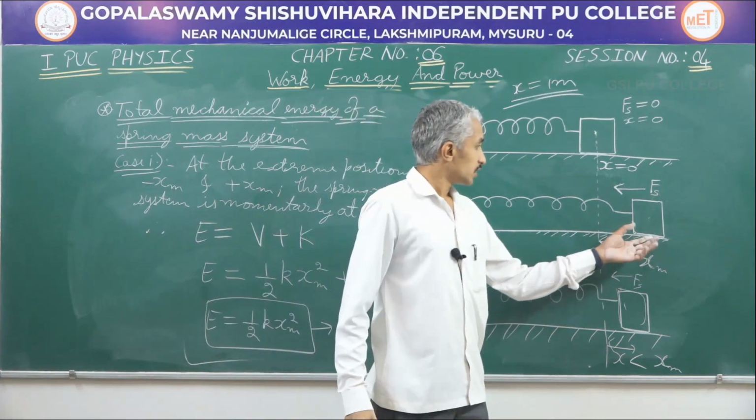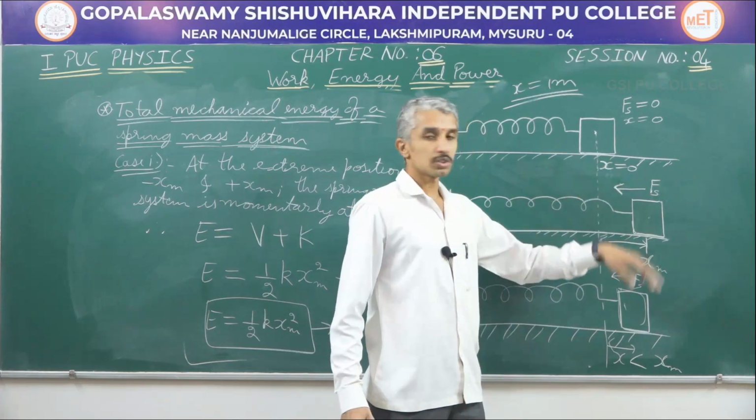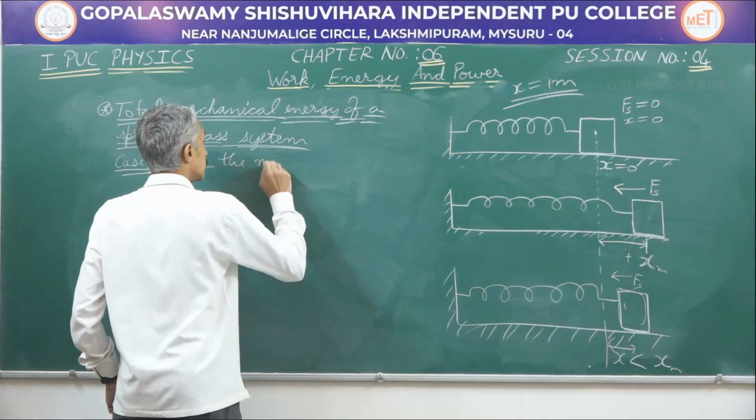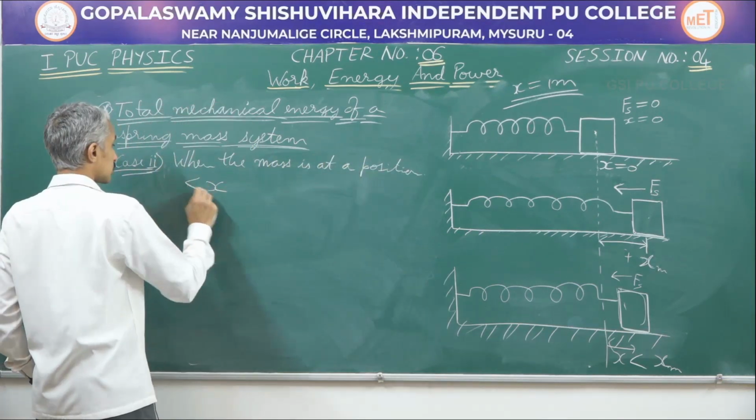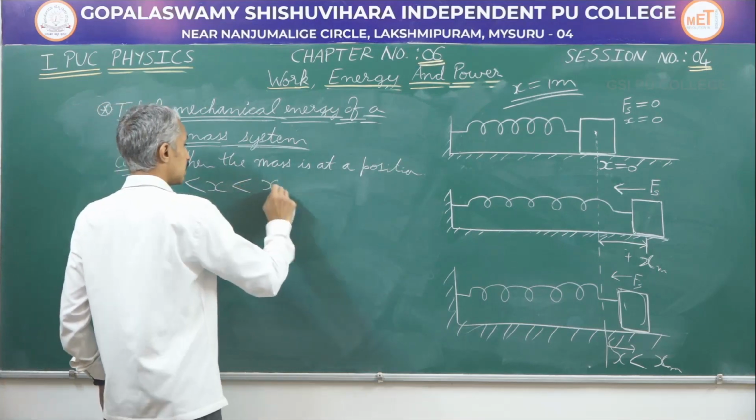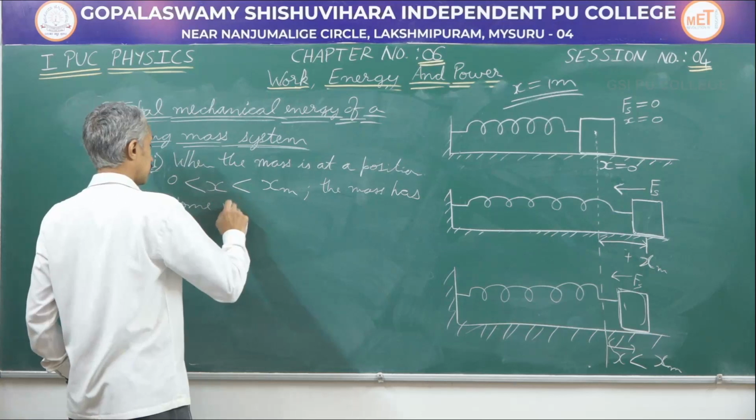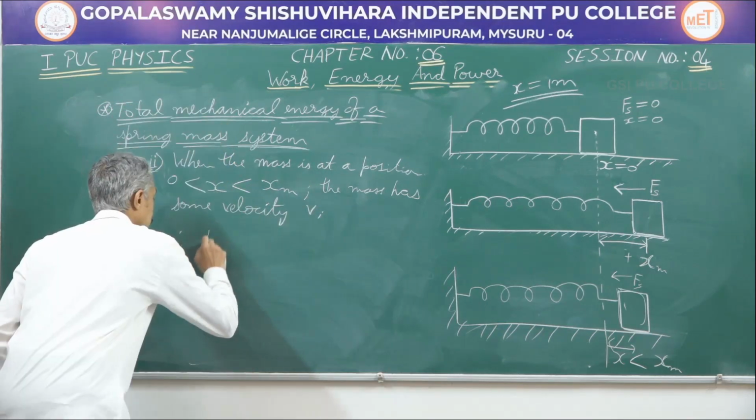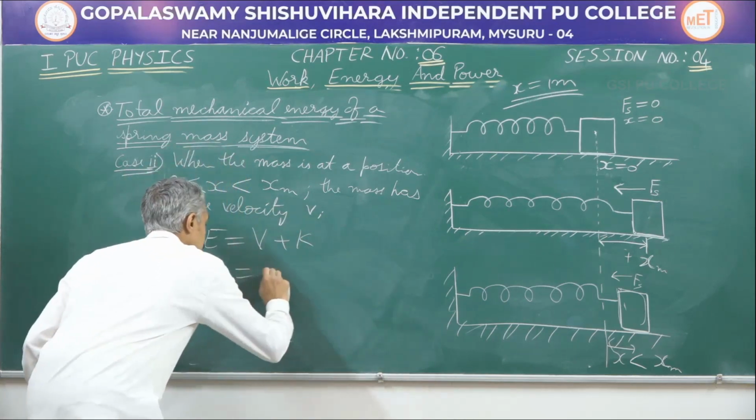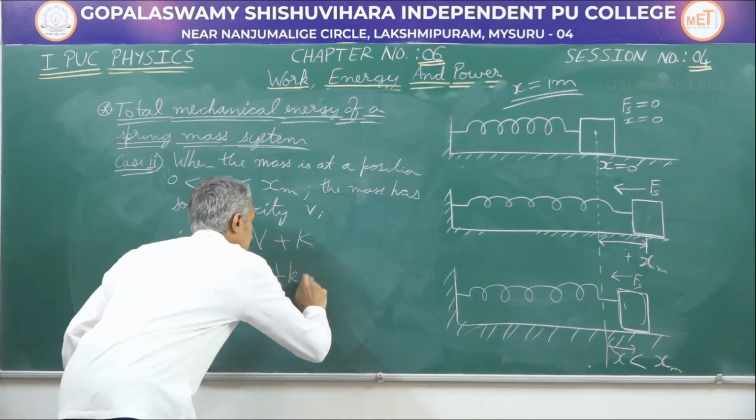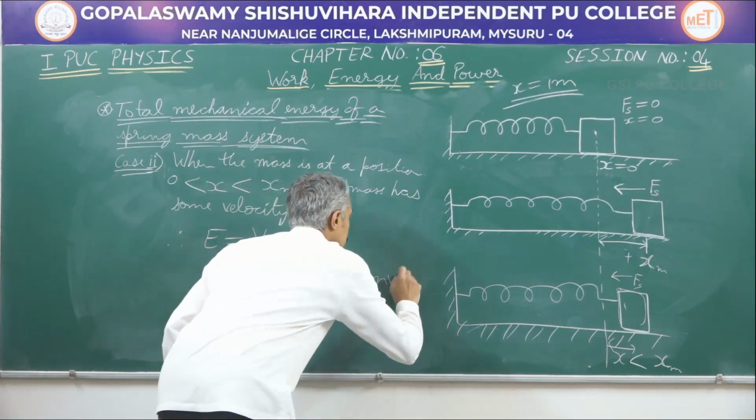What if the mass is not at the extreme positions but somewhere between x equal to 0 and the extreme position? Then the mass is at a position x which is greater than 0 and less than x maximum. The mass has some velocity v. Therefore, the total energy, which is the sum of potential energy and kinetic energy, is given by half k x square plus half m v square.